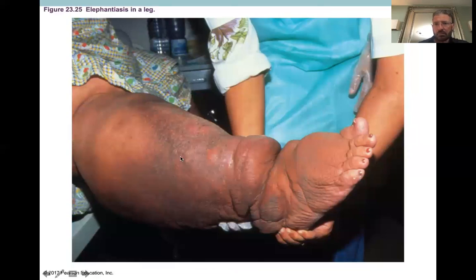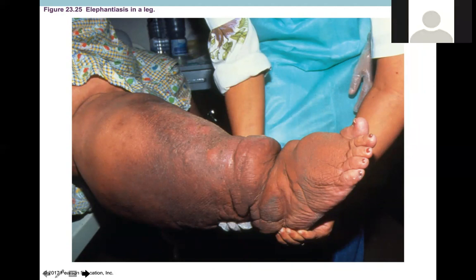So there's another picture. Is that reversible? Nope, because they'd have to literally cut out all the lymph nodes.